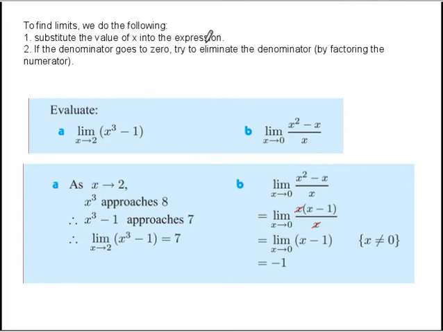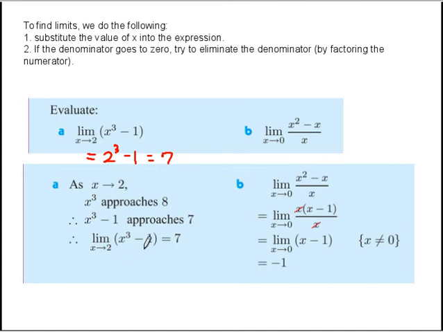So what we do is we substitute the value of x into the expression. Oftentimes, if I can substitute 2 in and I get a real number out, then that is the limit. So I plug in 2. This would be the same as 2 cubed minus 1. What's 2 cubed minus 1? Well, that would be 8 minus 1, so that would be 7. So x cubed minus 1 approaches 7 as x approaches 2. So the limit of x cubed minus 1 is 7.